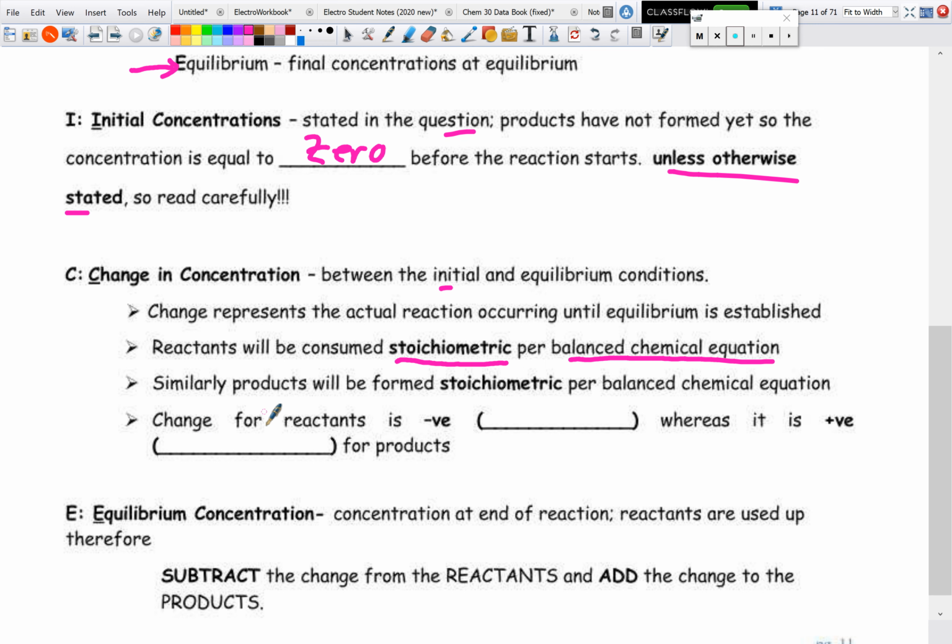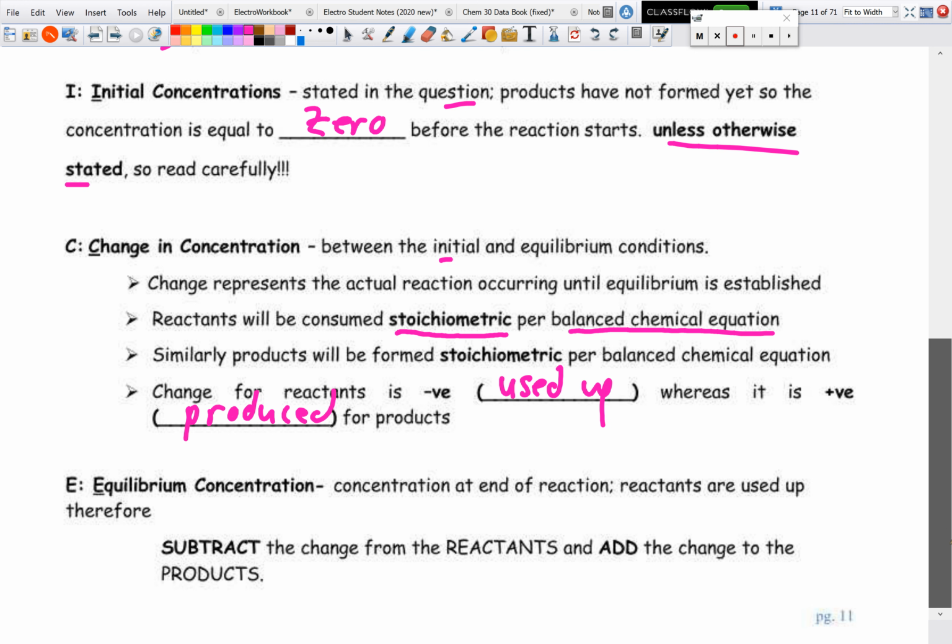Now, the change for the reactants is going to be negative because they are used up, whereas the change for the products is going to be positive because they are being produced as the reaction progresses. Then, of course, equilibrium concentration. This is just going to be the concentrations at the end of the reaction. So what we're going to have to do is subtract the change from the reactants, and we're going to have to add the change to the products. Now, when we do our first example, it'll make a lot more sense.